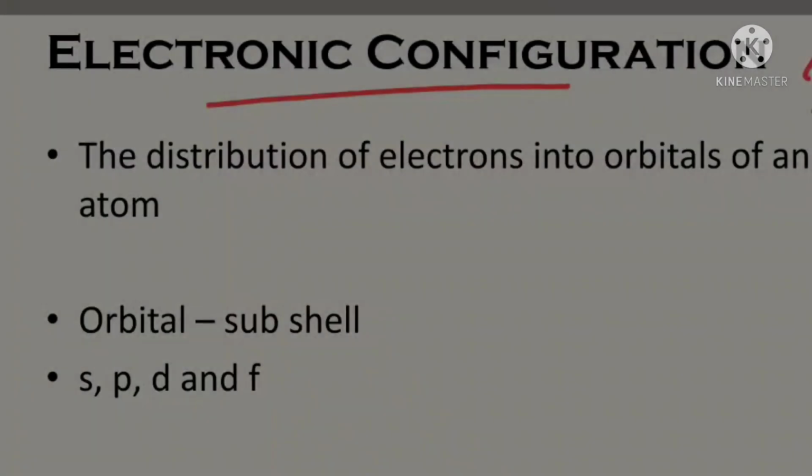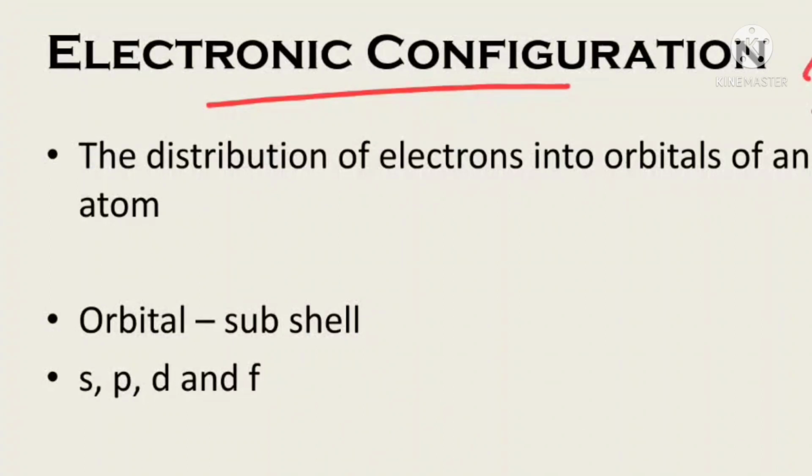Hi students. We are studying about electronic configuration. What is electronic configuration? The distribution of electrons into orbitals of an atom is known as electronic configuration. So what is electronic configuration? The distribution of electrons in orbitals of an atom. What do you mean by orbitals? Orbitals in the sense it is called subshell.